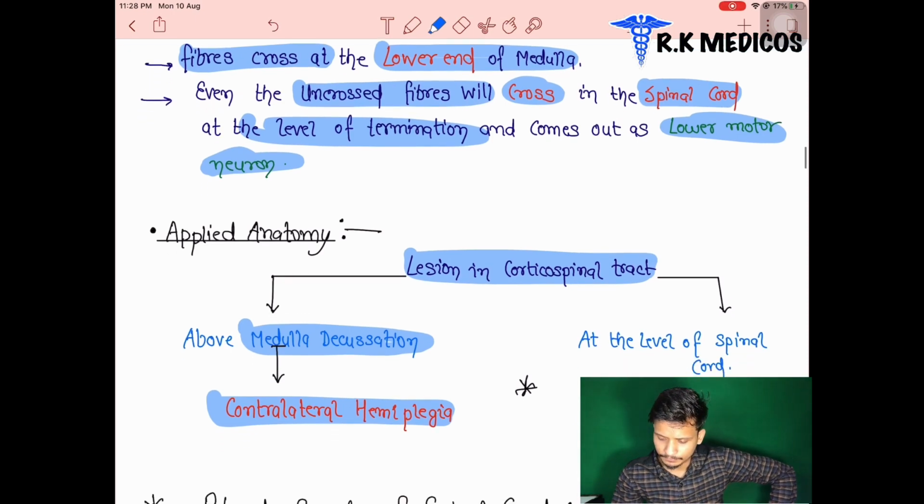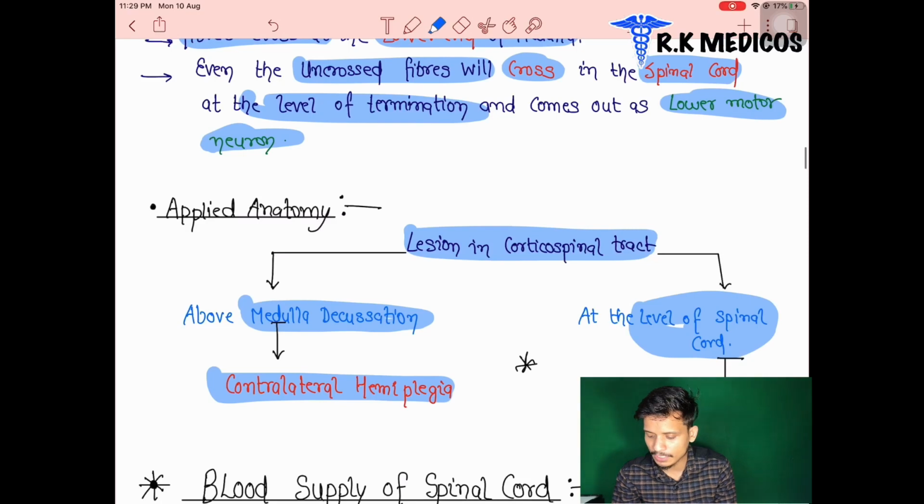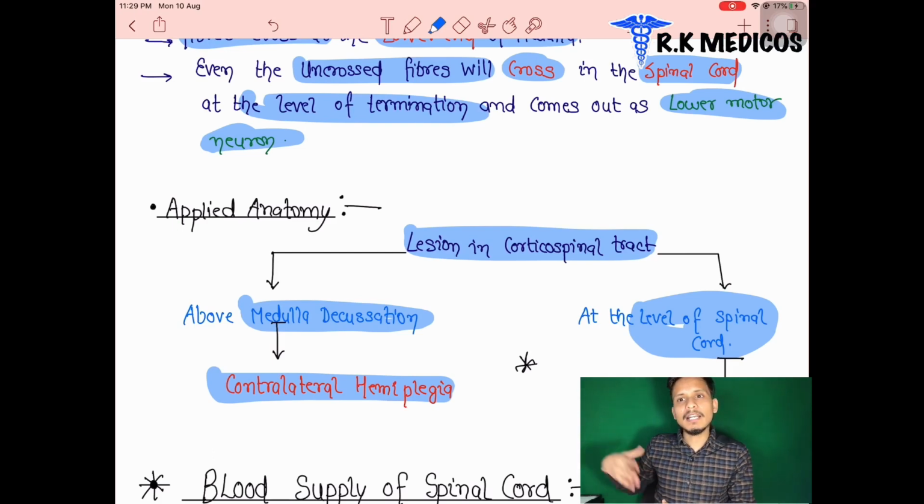But if there is any damage at the level of the spinal cord, it leads to same-side hemiplegia. After decussation at the level of the medulla oblongata, these fibers move down on the same side. The side that is decussated will not work. It's simple: damage in the spinal cord affects the same side, but damage above the medulla leads to contralateral damage of the body.